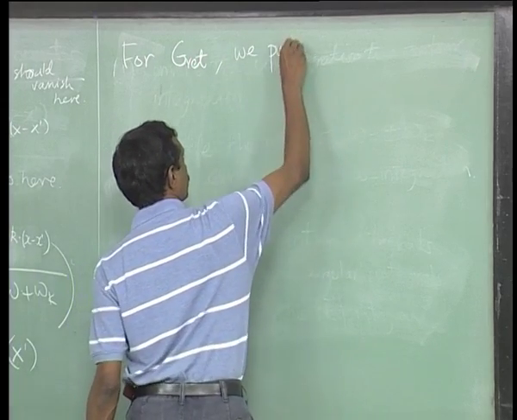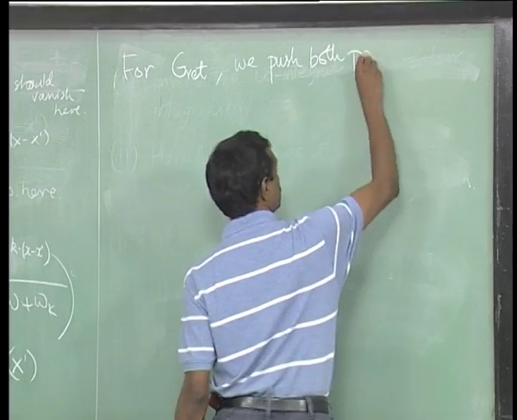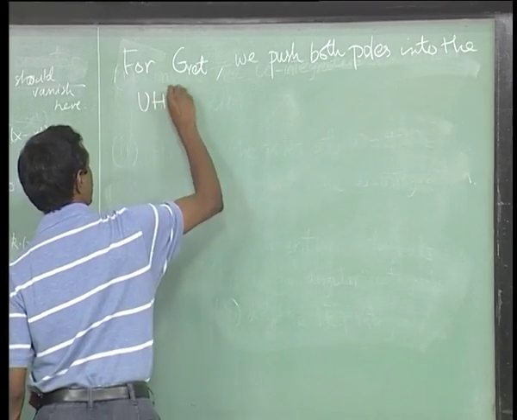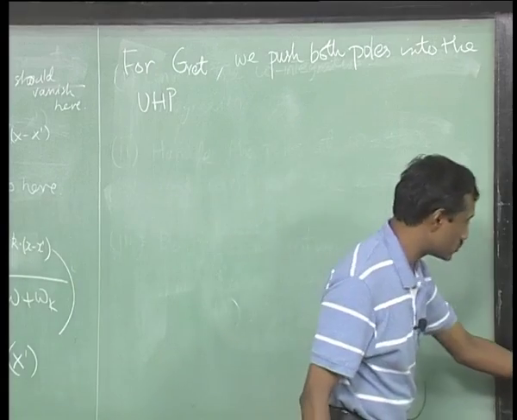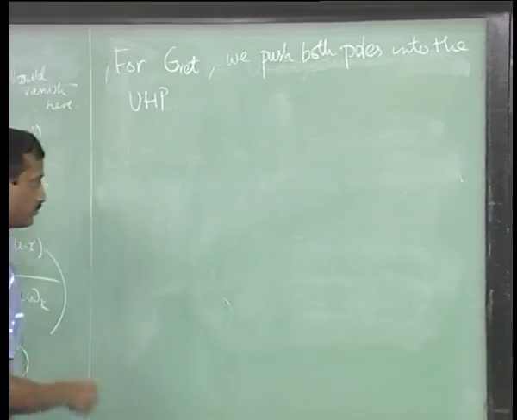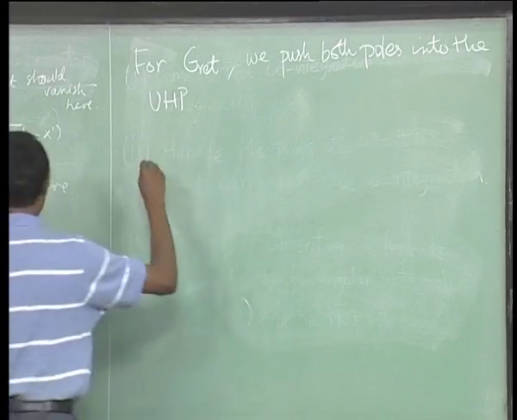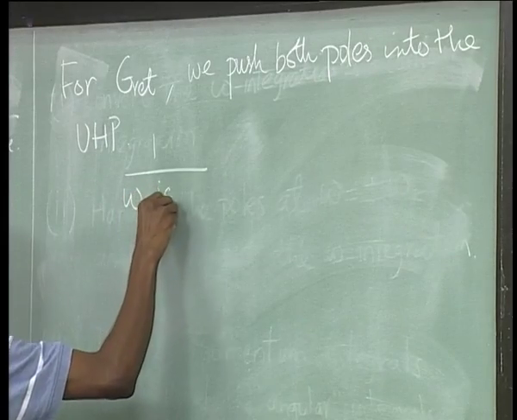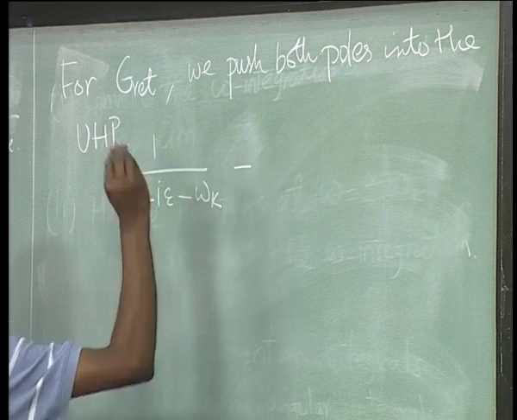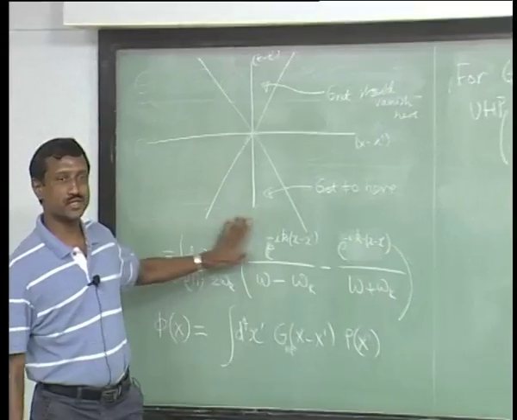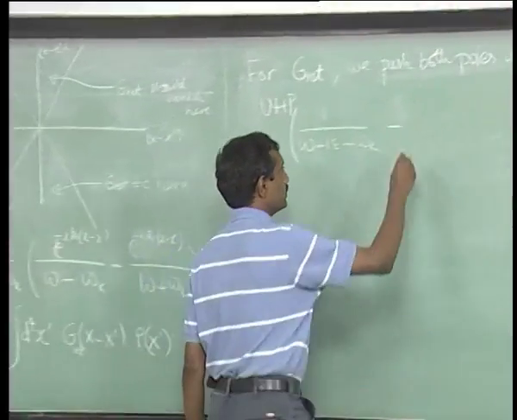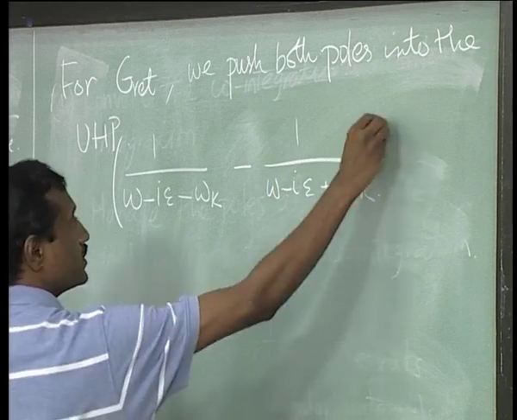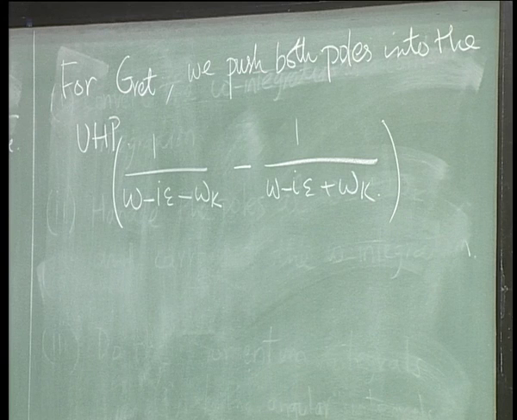we push both poles into the upper half plane, and how does that work? You have to choose the negative sign out here. Okay. So that is equivalent to saying that you would write this thing: 1 by omega minus i epsilon minus omega k, and I will just keep track of these things, the exponentials are still there, minus. So this is the prescription.